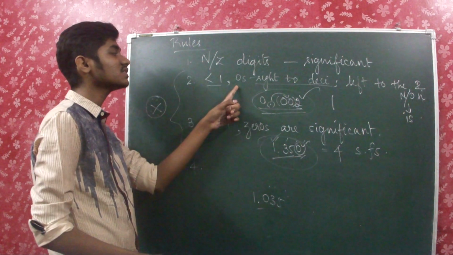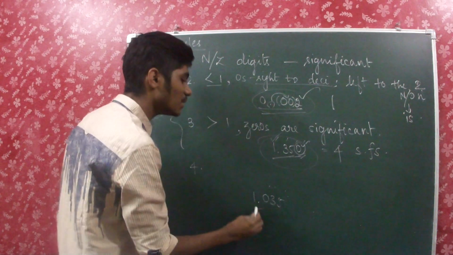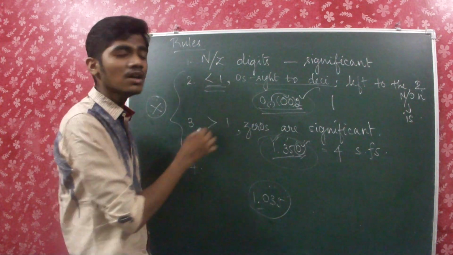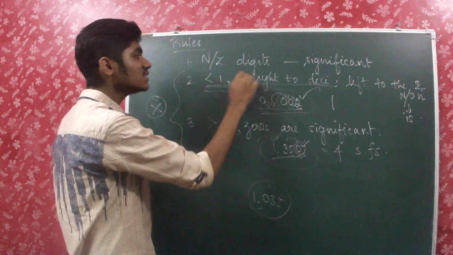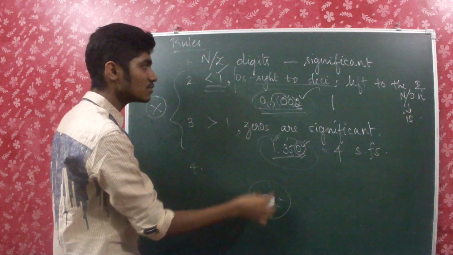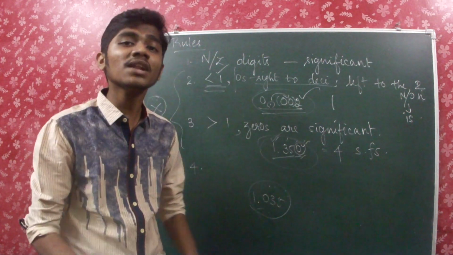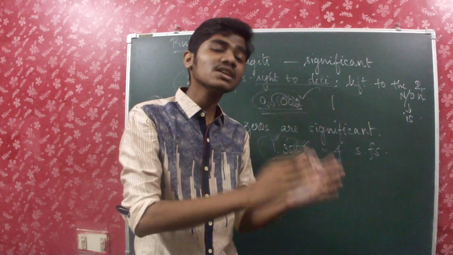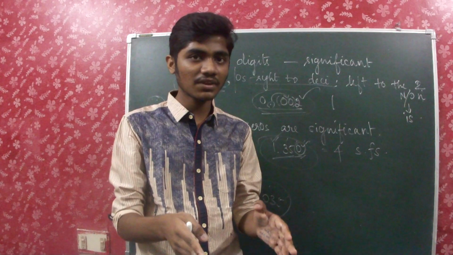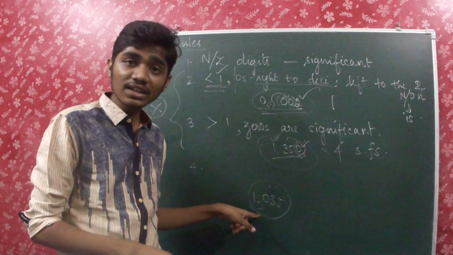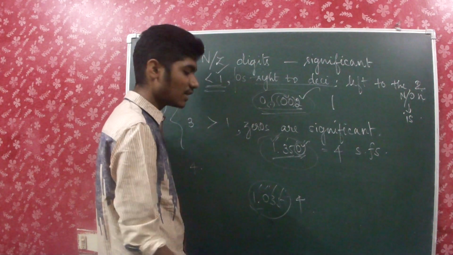As I told you, the zeros right to the decimal and left to the non-zero digit are insignificant, but this is not a number which is less than 1. So the first condition is itself not satisfied, so you should not go with this rule. The number should definitely be less than 1. Then the zeros which are right to the decimal but left to the first non-zero digit are insignificant. But here it's not like that. It's greater than 1, so all the 4 must be considered. So 4 significant figures are here.